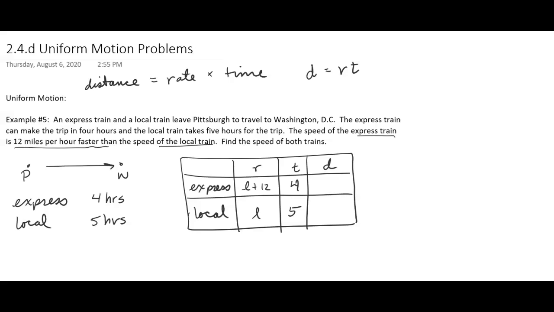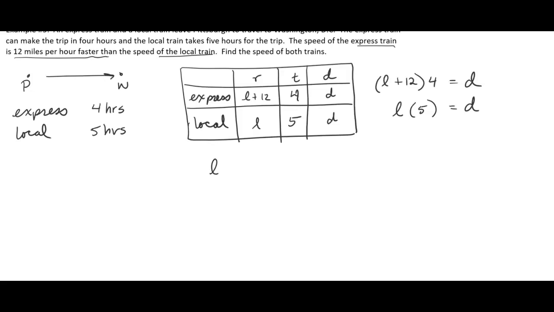Distance. We don't know how far it is from Pittsburgh to Washington, D.C., and we're not going to look it up, okay? So we just know that it's some distance. But we know it's the same distance, right? Between Pittsburgh and Washington, D.C., it's the same distance. So for the express train, it takes L plus 12 times 4 to go that distance. And the local train takes L times 5 to go that same distance. Well, the 2 distances have to be equal. So L plus 12 times 4 has to equal L times 5.